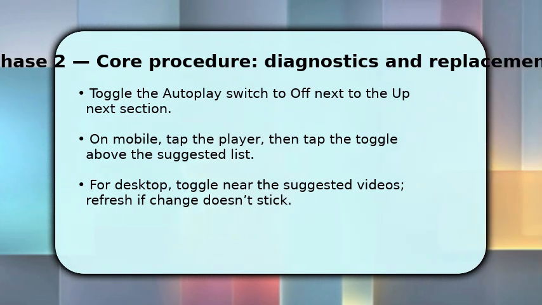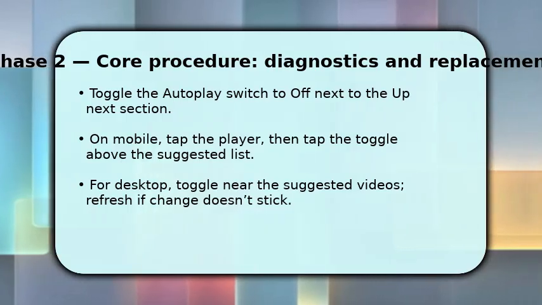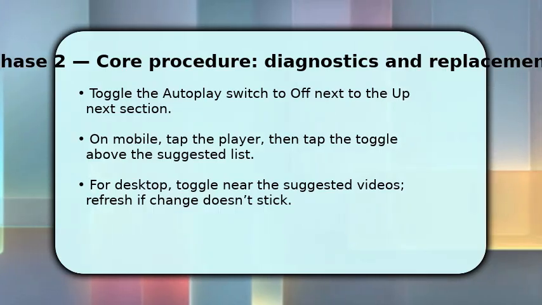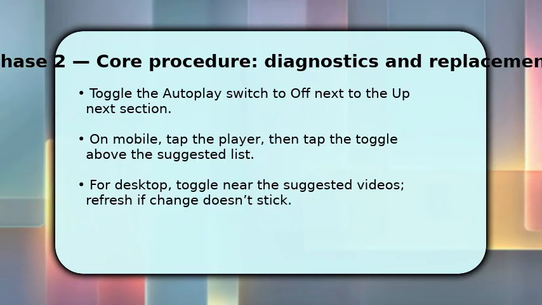On desktop, click the autoplay toggle beside the Up Next list so it switches to off. On mobile, tap the video, then the autoplay switch above suggested videos. Once it reads off, navigate away and return to confirm the setting persisted.